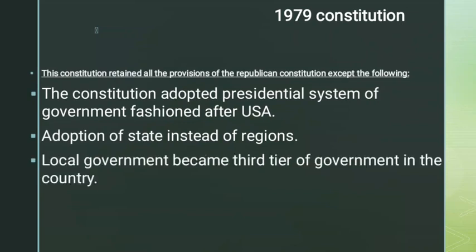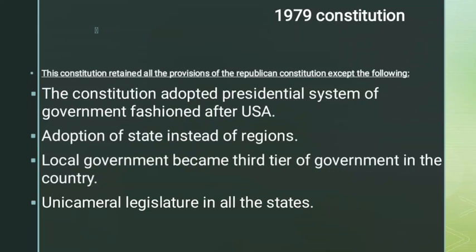Also, local government became the third tier of government in the 1979 Constitution. Mind you, in 1976, there was a local government reform, and the reform brought about local government becoming the third level of administration in the Nigerian Federation. And also there was unification of legislature in all the states. All the states adopted unicameralism, that is, one legislative house in all the states of the federation.